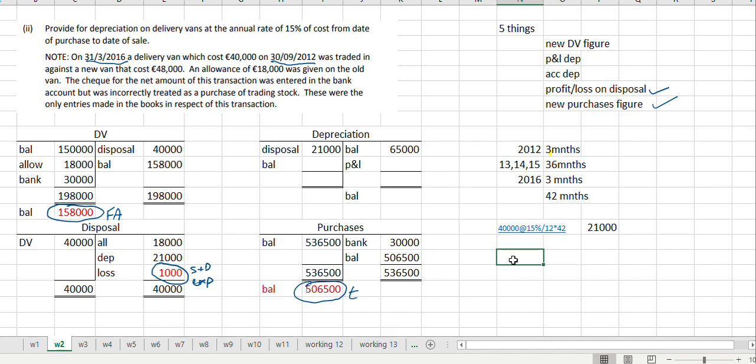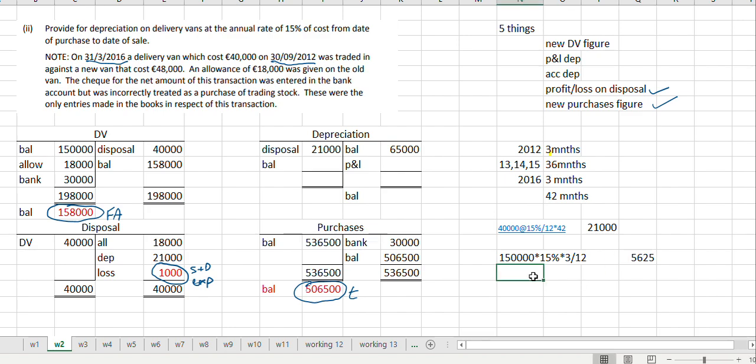So if we look at the delivery van account, at the beginning of the year, we had 150,000 worth of delivery vans for 3 months, because after we disposed of the van, you can see up here, our vans were then worth 158,000 delivery vehicles. So for the first 3 months, it would be 150,000 at 15% times 3 over 12, because it was for 3 months. What that would give us is 565.